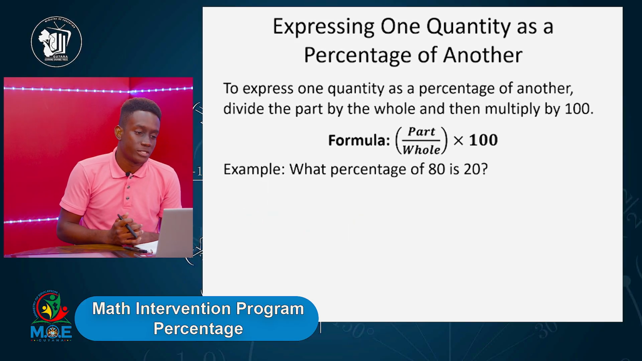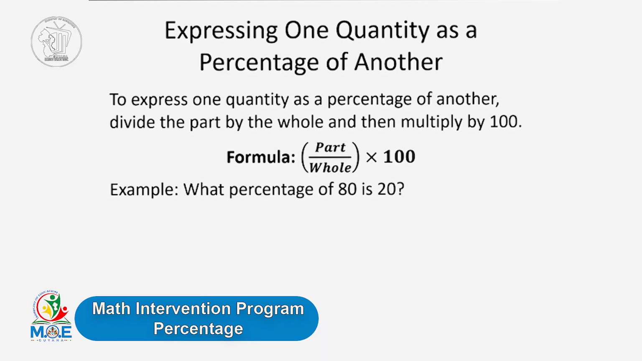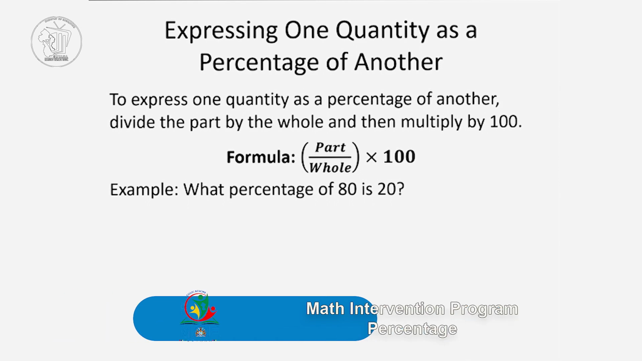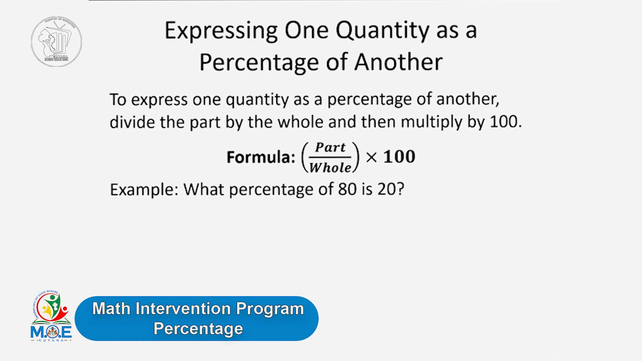Now we want to express one quantity as a percentage of the other. So to express one quantity as a percentage of the other, we divide the part by the whole and then multiply it by 100. So it's the part, which is the thing that we want to represent the percentage of, over the whole multiplied by 100. So for example, what percentage of 80 is 20?